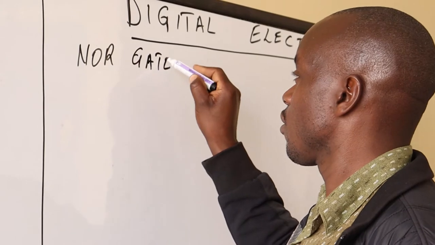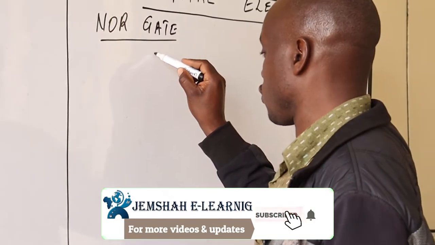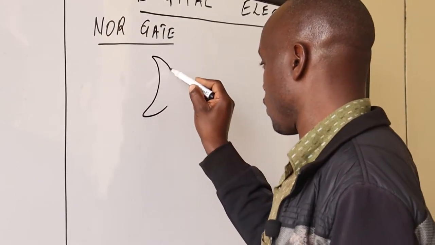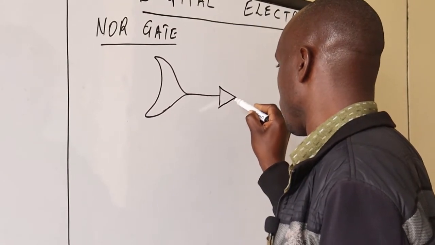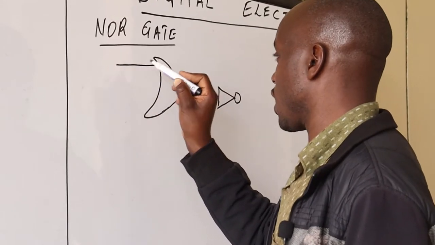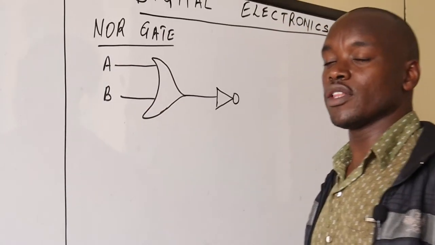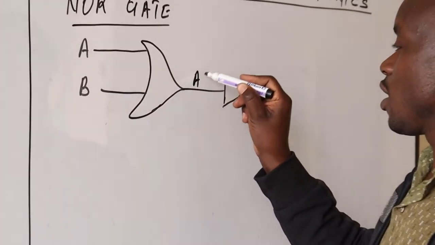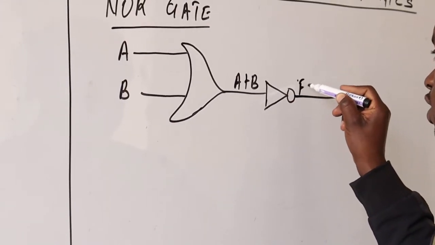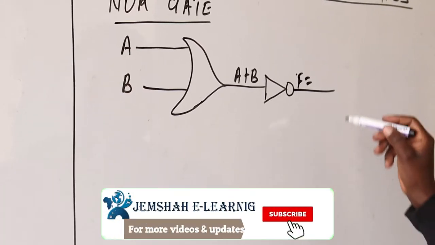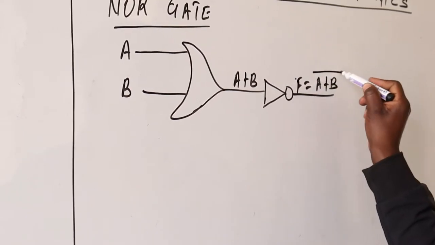So let us talk about a NOR gate here. Let us draw this: this is an OR gate. Then you negate or invert. So you have inputs A and B as the inputs. Through the OR gate, we show that the output becomes A plus B. Then the output here, F, let me today use F, for the NOR gate will be A plus B, which is the output of an OR gate inverted.